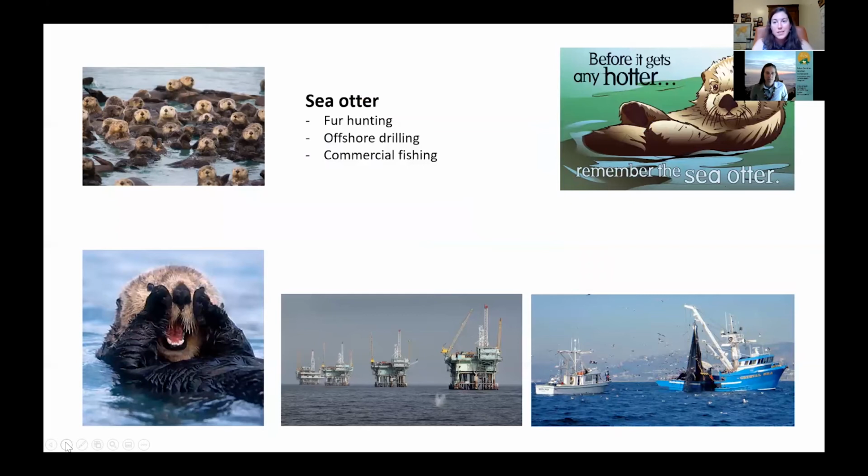Then we've got the sea otter. This is specifically the southern sea otter that you'll find off the coast of Southern California. Their numbers were really close to being extinct due to fur hunting, but they made a great comeback. But now they continue to face threats from offshore drilling and commercial fishing.